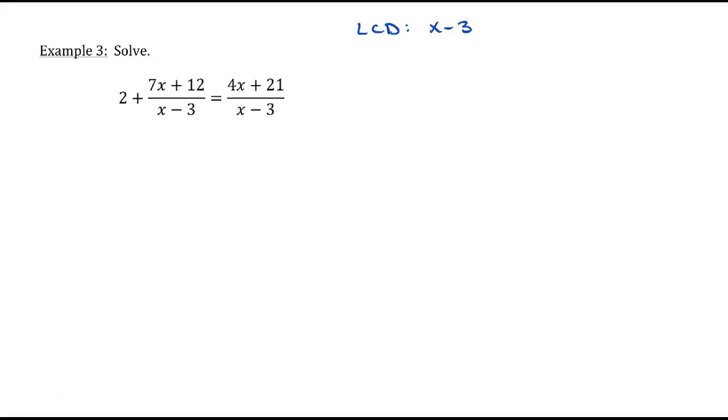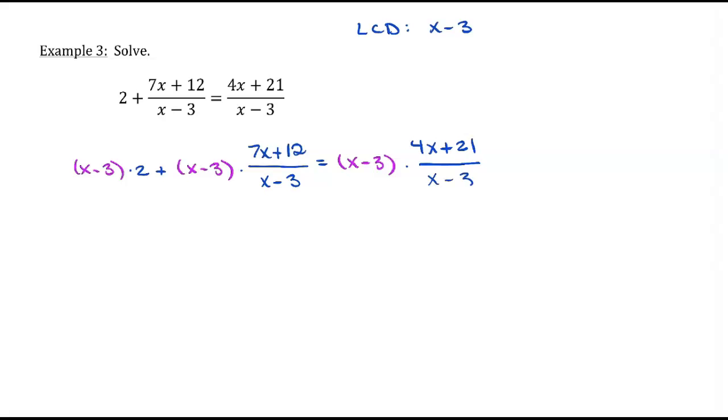And when we do that, we end up with x minus 3 times 2 plus x minus 3 times 7x plus 12 over x minus 3 equals x minus 3 times 4x plus 21 divided by x minus 3. Simplifying, we notice that both of our denominators of x minus 3 cancel out with our factor of x minus 3 in the numerator. This leaves us with x minus 3 times 2, or 2 times x minus 3, plus 7x plus 12 equals 4x plus 21.